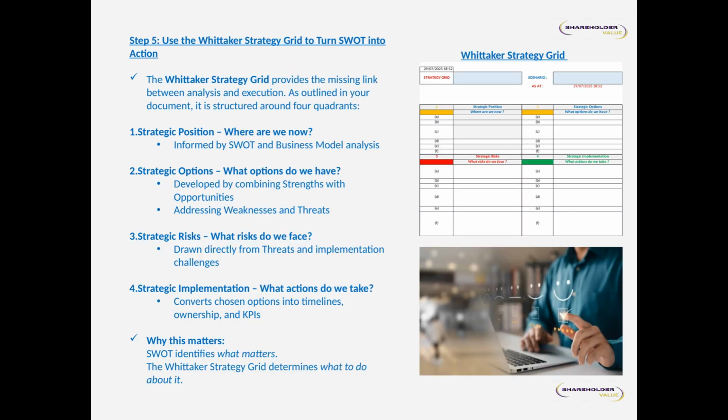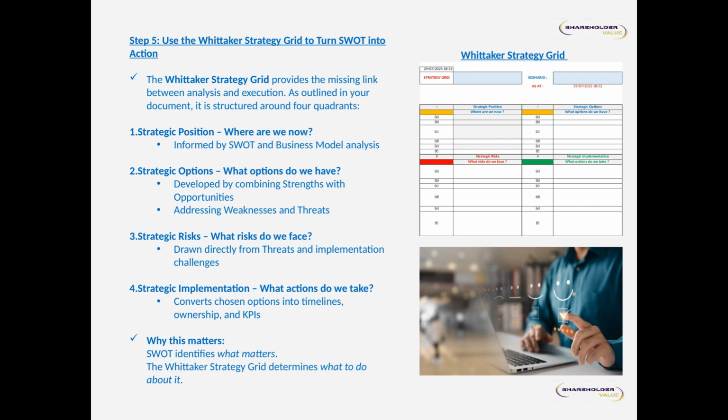The Whitaker strategy grid helps bridge the gap between analyzing your situation and putting plans into action. It starts by clearly defining your current strategic position using insights from the SWOT analysis and business model review. Then it explores strategic options by pairing your strengths with opportunities while also addressing weaknesses and threats. Next, it highlights potential risks drawn directly from external threats and challenges you might face when implementing your strategy.